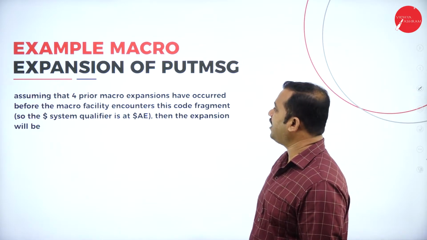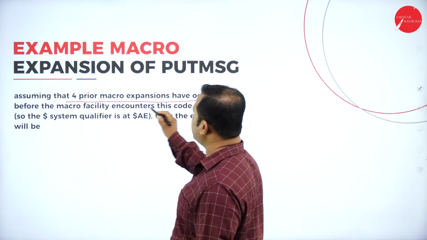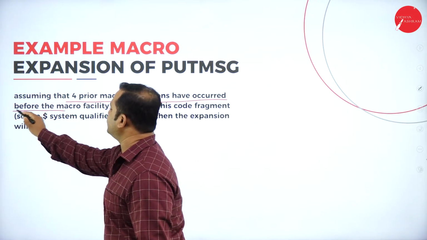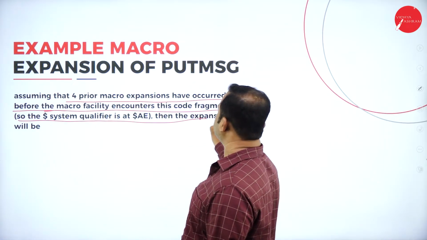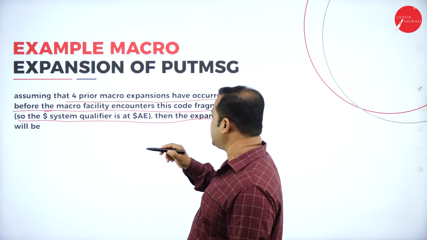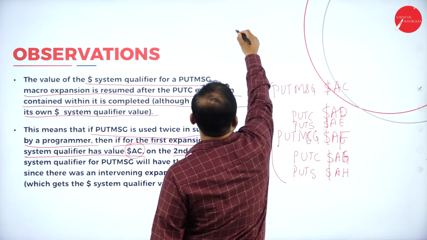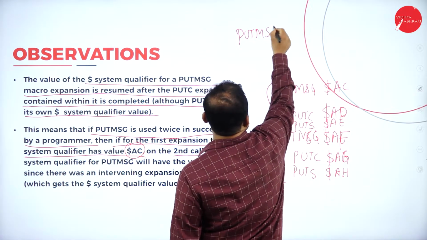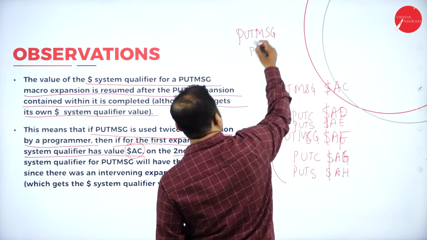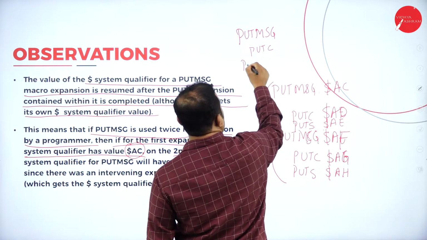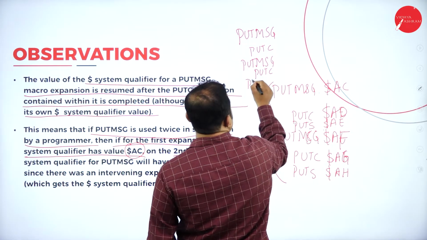So we have the example of PUTC message, assuming that 4 prior macro expansions have occurred before the macro facility encounters this code fragment. So the $system qualifier is at $AE. As I have already shown you here, this is called AE because I have a PUTC message here, put MSG. Within that I have PUTC. Again, if it is invoked 3 times, what happens in the expanded version? Again, I will get put message, PUTC, put message, PUTC.